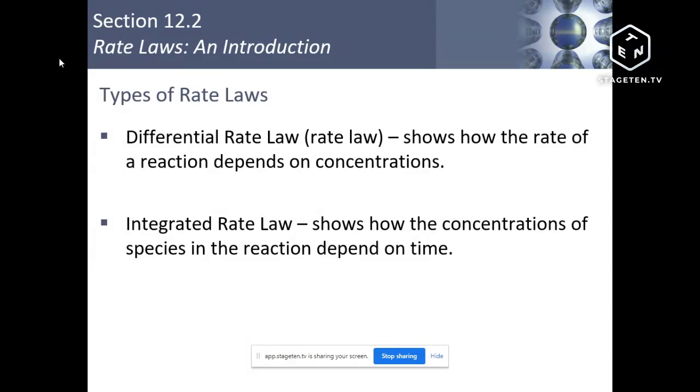So if I start with these concentrations, how fast is my rate going to be? But if I start with half those concentrations, how fast is my rate going to be? Okay. If I increase the concentration of just this reactant, how is that going to affect the rate? If I increase the concentration of this reactant, how is that going to affect the rate? Okay, so differential rate laws is how changing concentrations affect the rate. Okay, integrated rate laws tell us how the concentrations of our reactants change over time. Okay, but we're just going to focus on differential rate laws today.